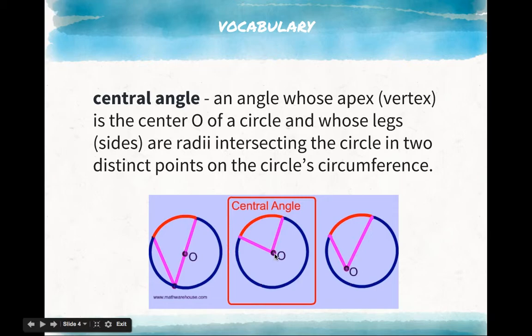So a central angle is an angle whose vertex is at the center of a circle and whose legs are radii. Radii is the plural of radius, so this is a radius, this is a radius. Together they are radii intersecting the circle in two distinct points on the circle's circumference. The angle that's formed here is called a central angle.